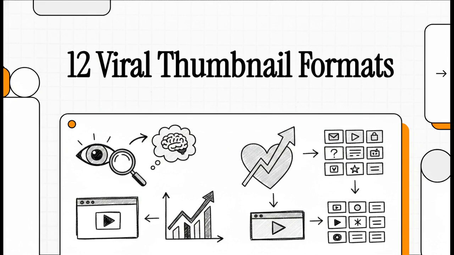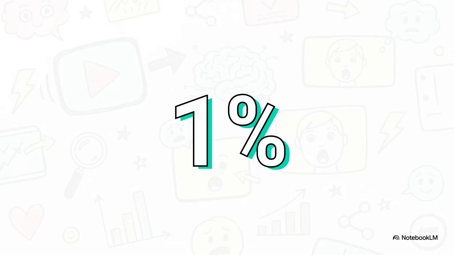But we aren't just going to look at pretty pictures today. We are going to deconstruct the deep psychology behind exactly why they work. Okay, let's dive right in because the stakes here are incredibly high. A mere 1% increase in your click-through rate, or CTR, is often the single deciding factor in whether your content gets 100 views or 100,000 views. Just 1%. So rather than throwing a random image onto all your hard work, leveraging a proven psychological format is the most reliable way to guarantee those clicks.